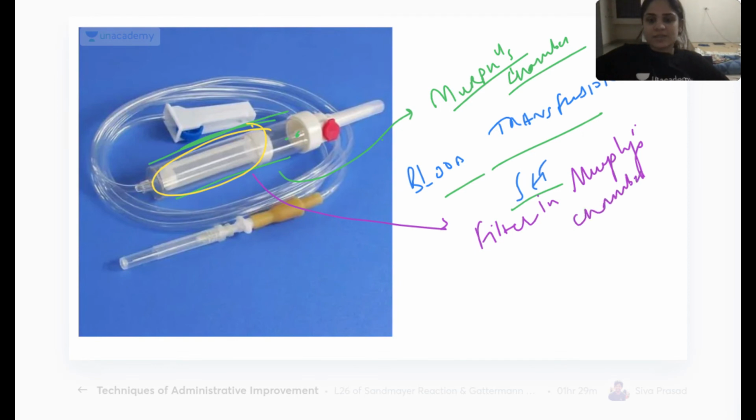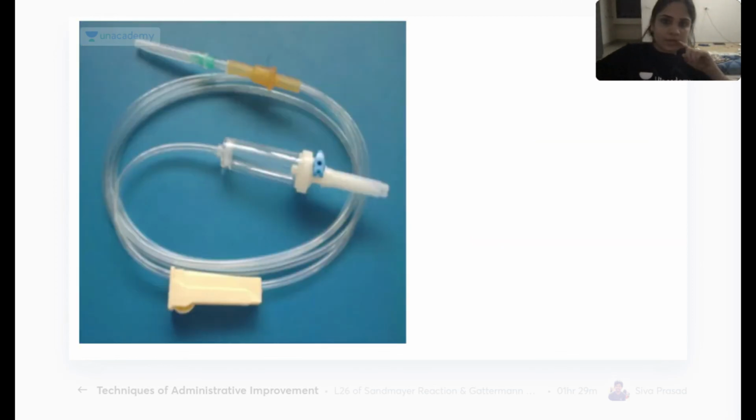Whenever there is a filter in the Murphy's chamber, that means this set is used for transfusing blood. Whatever clots or microthrombi there are will get filtered out by this filter. And this one over here is your normal IV set, correct? There is no filter present in this. So this is the normal IV set.